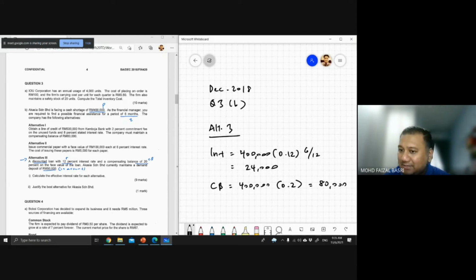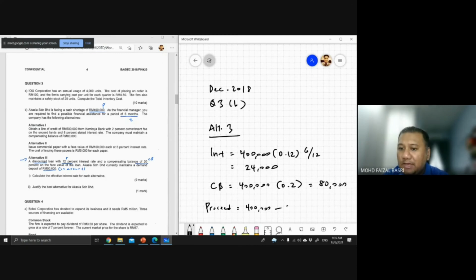So instead of deducting 80K solid, this company needs to deduct only 30K from the proceeds. I'm going to show you here in the proceeds what will be the implication. You can show it here, or you can use something like this. So you borrow 400K. Then you have to pay interest upfront because this is a discounted loan.